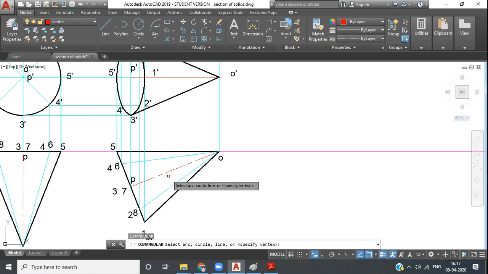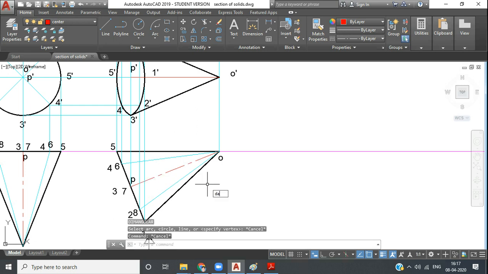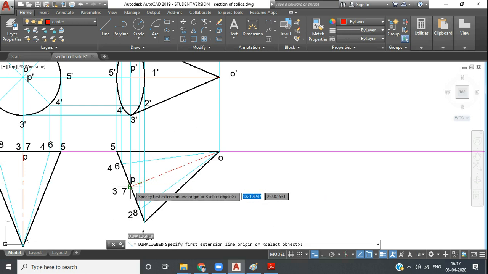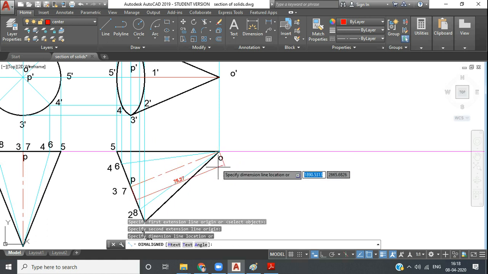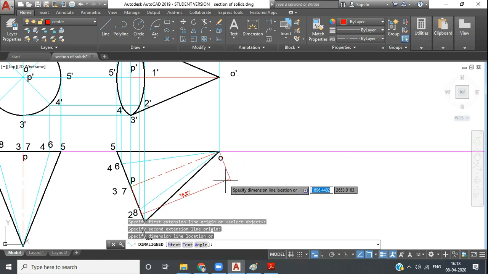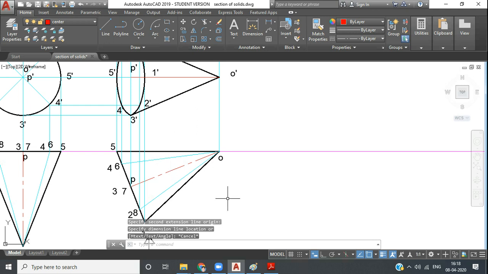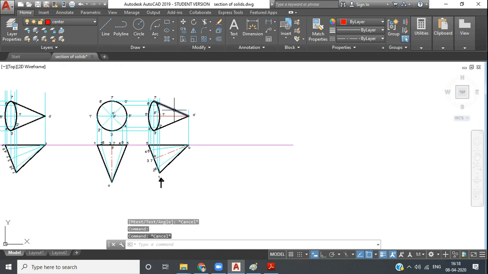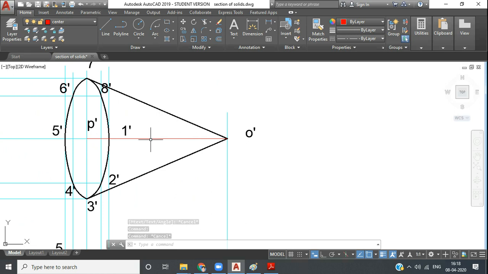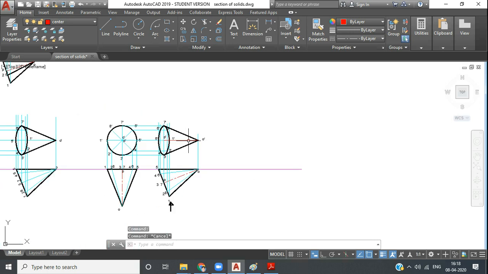This is 75. If I show the dimension of this axis, it is 75 point something; it should be 75 here. So this axis is of length 75, and this is the true length. But if you measure the length of this axis, it is not the true length. This is 69.883. Why? Because this is the front view of the axis. This is the axis true length, and this is the front view of the axis.